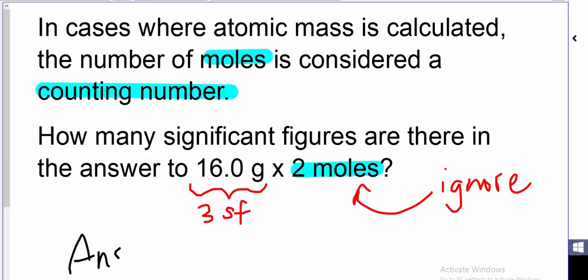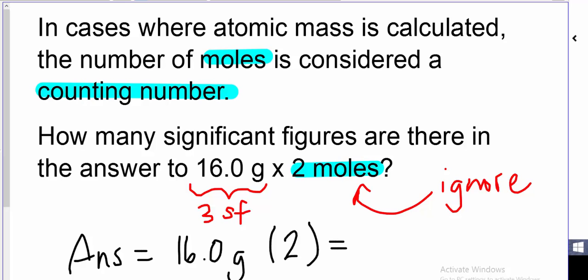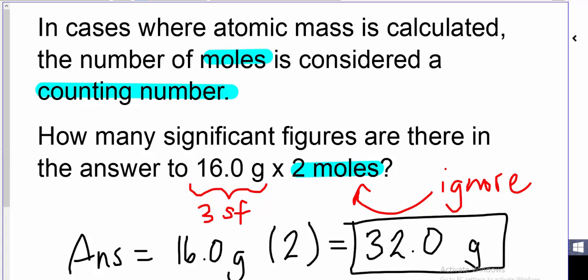So here it is. My solution is going to be 16.0 grams multiplied by 2 is 32.0 grams. And I must have 3 sig figs in my answer because I have 3 sig figs in 16.0 grams. Often students make the mistake of thinking that a counting number does count, and so they sometimes round this to 30 grams, 30, with 1 sig fig, and that would be incorrect.